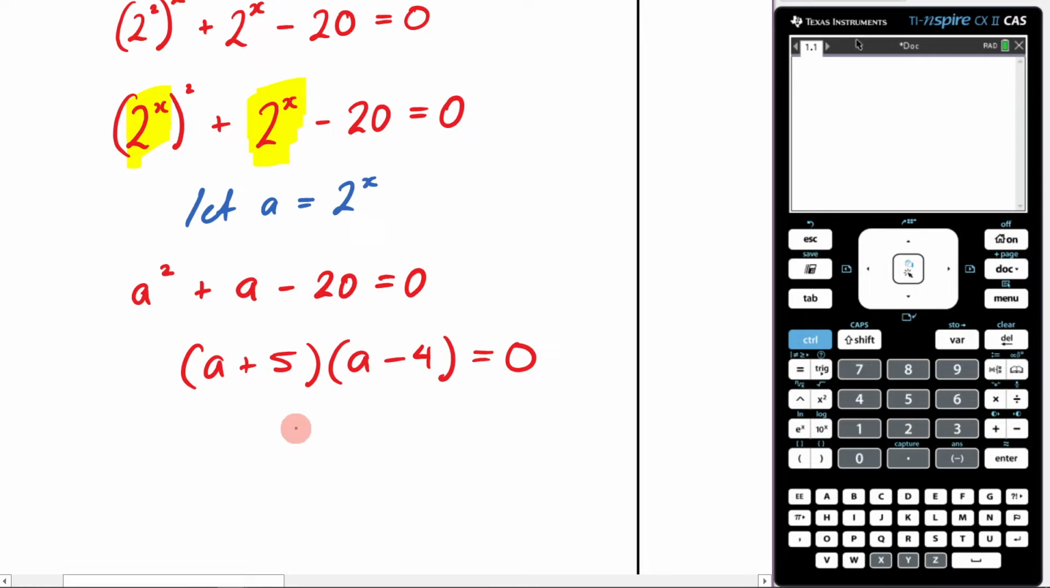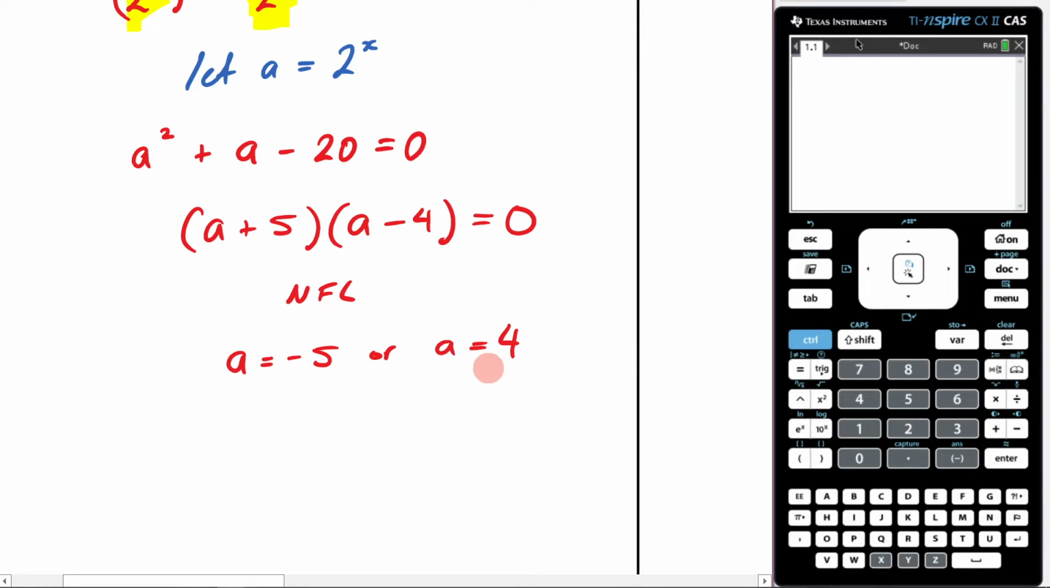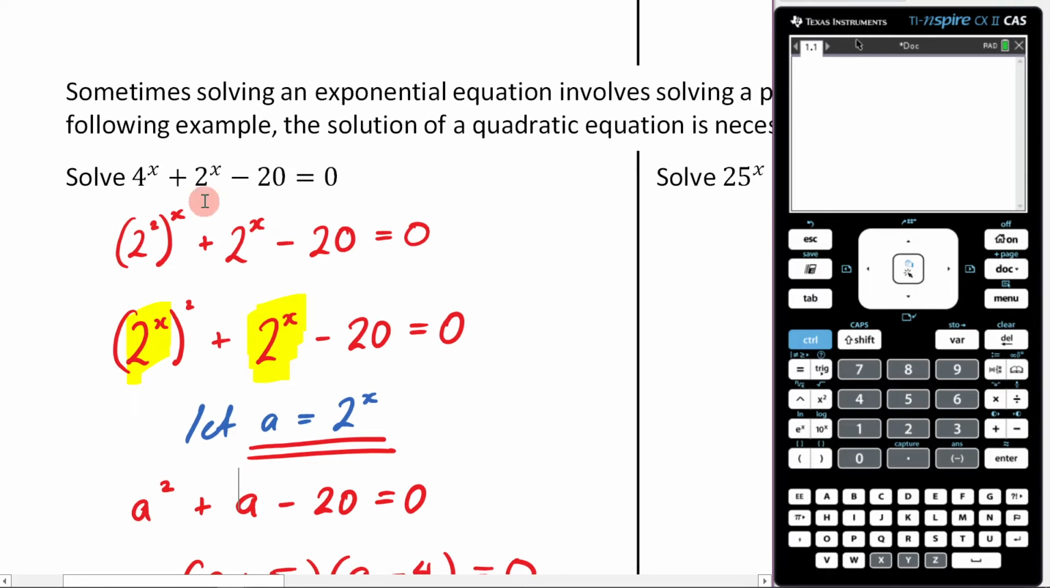Okay, then we can use our null factor law, which simply says we take this and we set it equal to 0. So that means a is going to be equal to negative 5 or a is going to be equal to 4. And then once we're here, we can't stop. And the reason why is because we've introduced a. A wasn't something in the question. So we need to now get our answer back to being in terms of x, because when it's asking us to solve, it's asking us to figure out what x is.